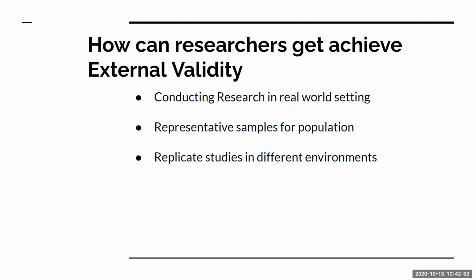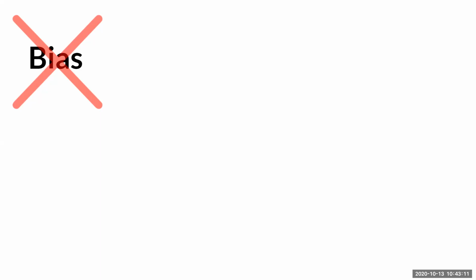And they can also replicate studies in different environments to ensure that their findings can be generalized to a bigger population under different contexts. And there's also many other ways that researchers can gain external validity too. One way is to make sure that there is no bias in their study, or very little bias. Bias is just defined as any tendency that tends to skew results in a study unfairly.